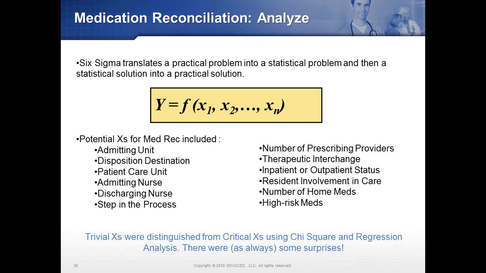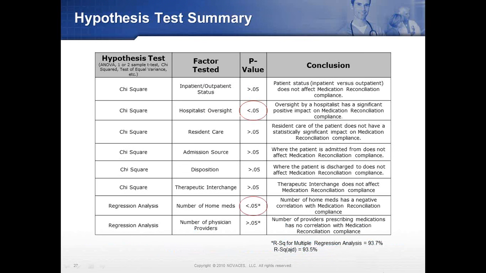So all of these trivial X's were distinguished from the critical X's, those X's that were having an impact on MedRec failure, using chi-square and regression analysis. And as it says there at the bottom, there were, as always, some surprises. Here is a summary of our hypothesis testing.